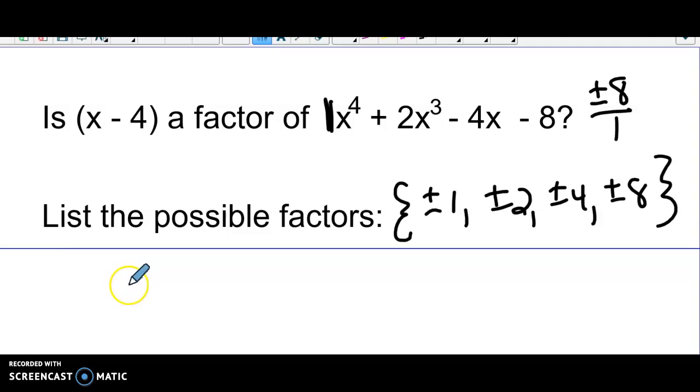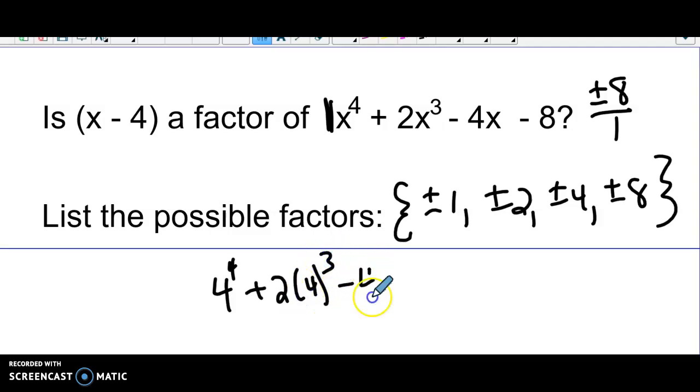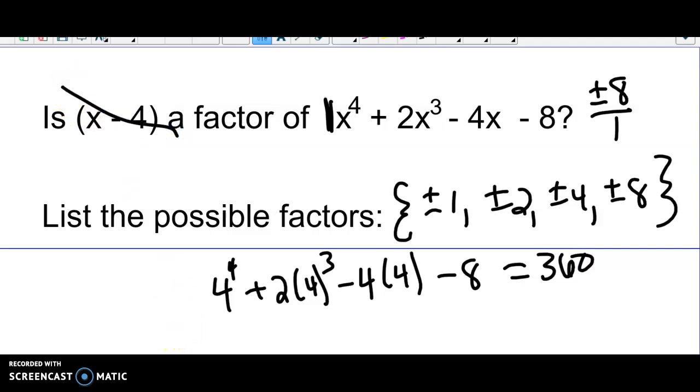A couple things I could do. I could put 4 in and see if I get 0. Some people like to do that. They're like, I'm not going to waste my time with dividing until I see for sure, does this have a remainder of 0 when I divide? When I do 4 to the 4th plus 2 times 4 cubed minus 4 times 4 minus 8, I ended up getting 360. So, no, that's not a factor.